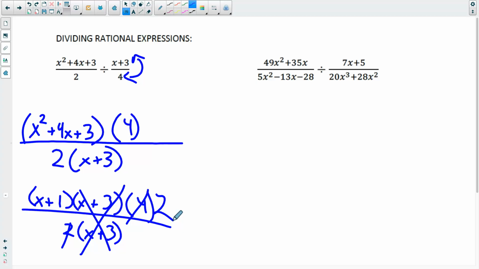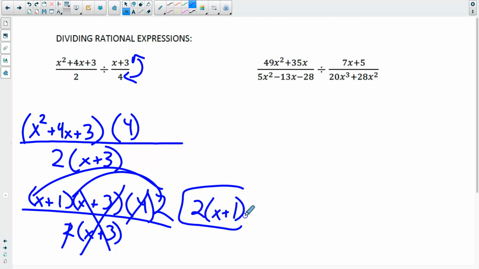Now, some people are like, hey, I should distribute that. And I ask why. Why would you do extra work? Is there any context to this problem? No, it says simplify. Factored form, standard form. Both of them can be simplified. All right? I don't care. I'm just going to write 2 times x plus 1. Done. You can absolutely write 2x plus 2. That's fine. That's right. Just a little more work. Questions?